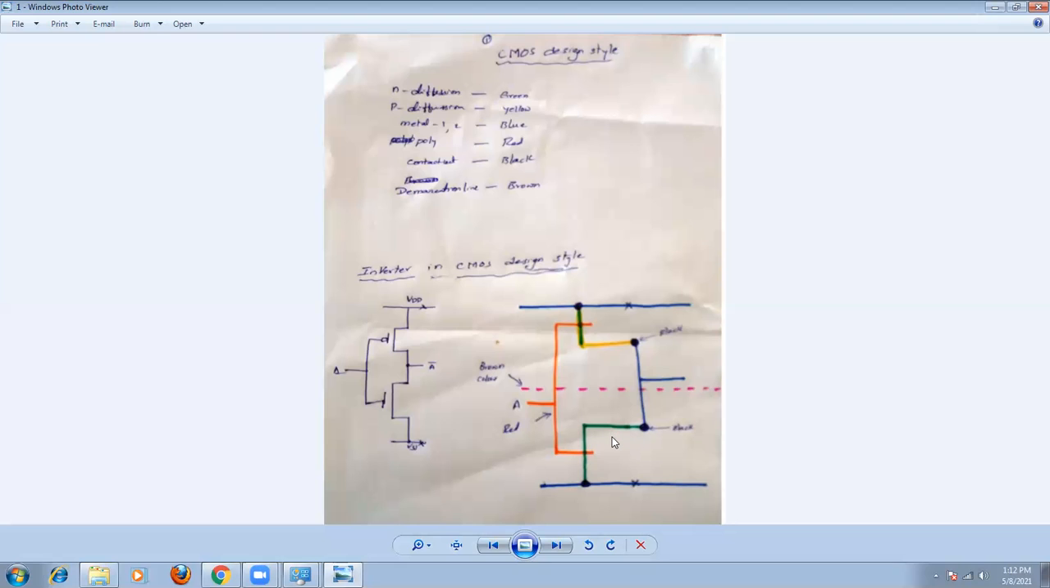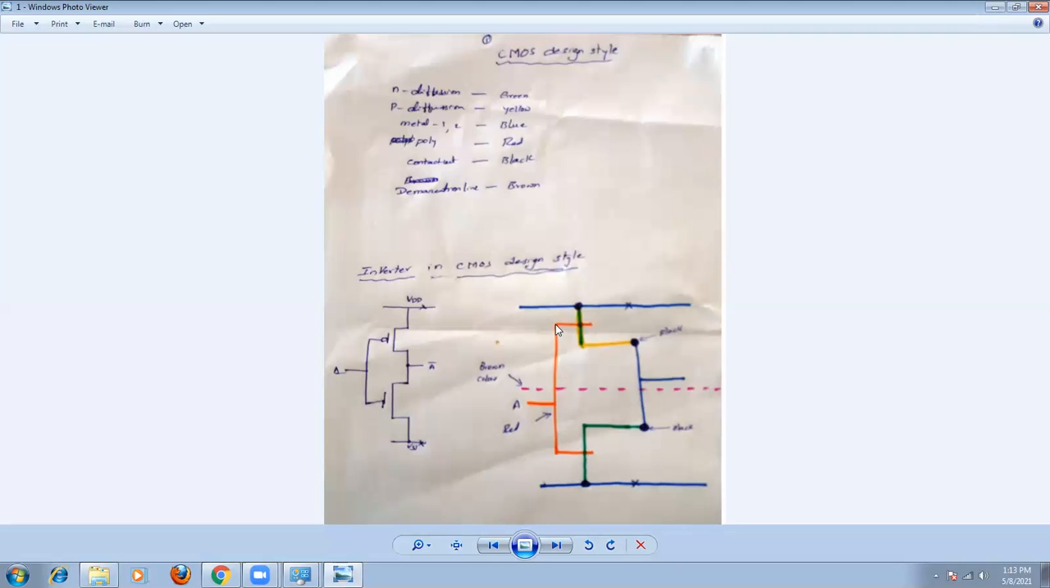Whenever a polysilicon crosses the diffusion layer, what happens? A transistor will be formed. So to draw the transistor, take a red color and cross it. You must cross like this, so that they see this must be crossing. Don't place the red color from up to here only. If you place it like this, there is a chance it looks like a contact, but there is no contact basically. Just draw a line. That's all.